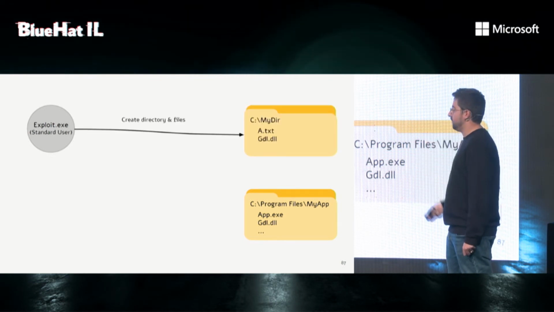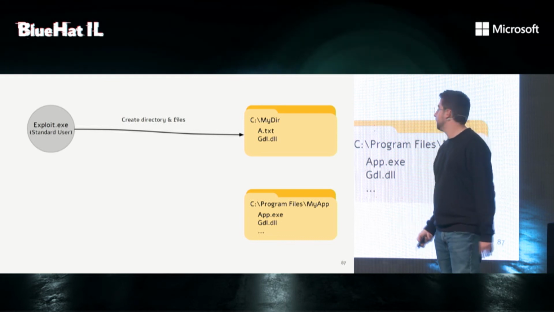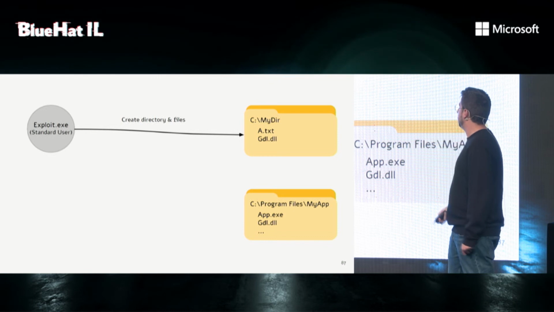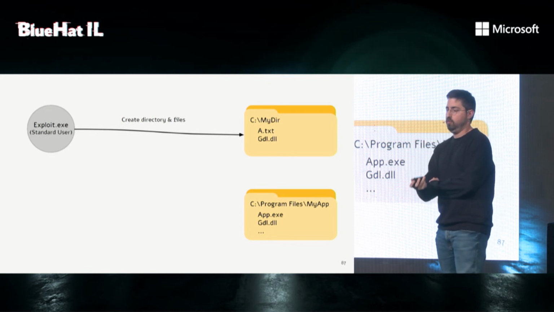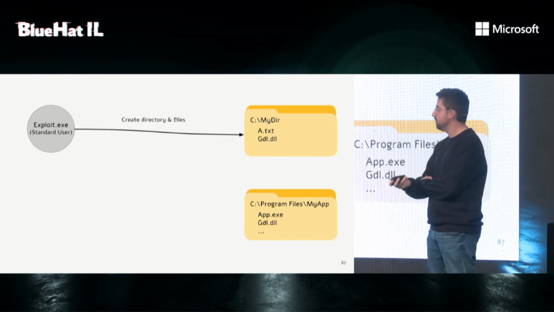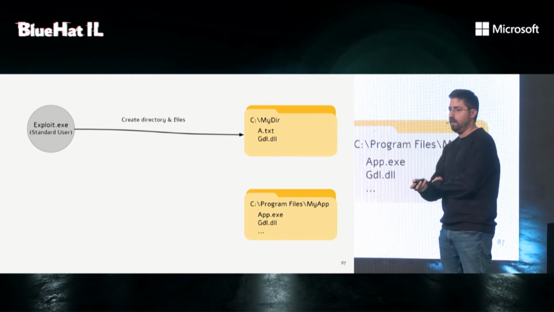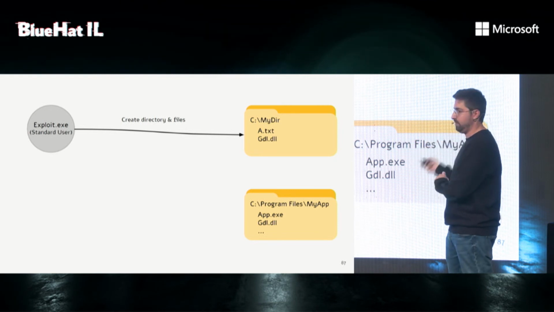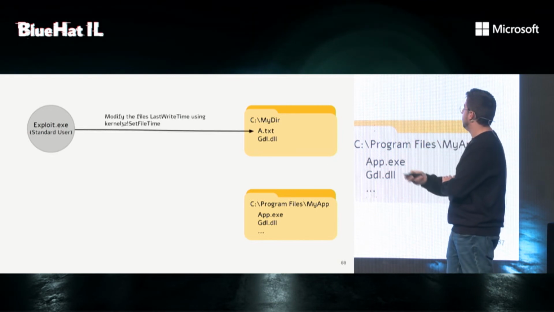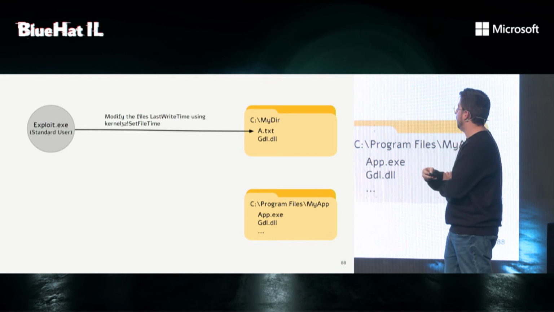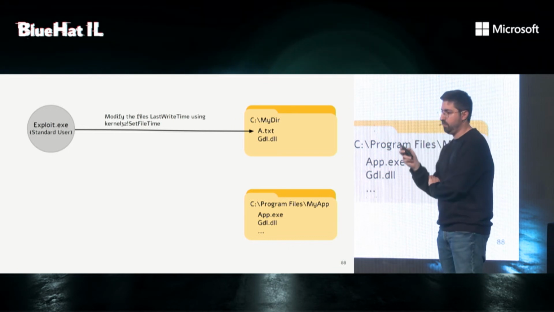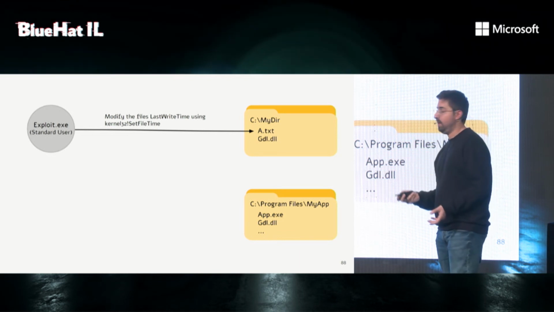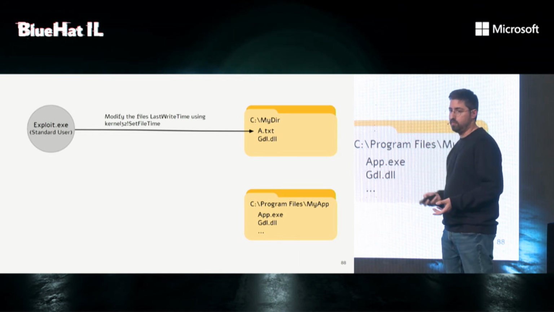I'll create some directory anywhere on the system that I have write control to. It doesn't matter. Let's say cmydir, and I'll put two files into it, a.txt and gdl.dll. The second file name must match the file name of the file that I later want to delete. Then I'll call the SetFileTime API to modify the last write time of these two files and set it to somewhere in the past. I can obviously do that because I have write control over those files.